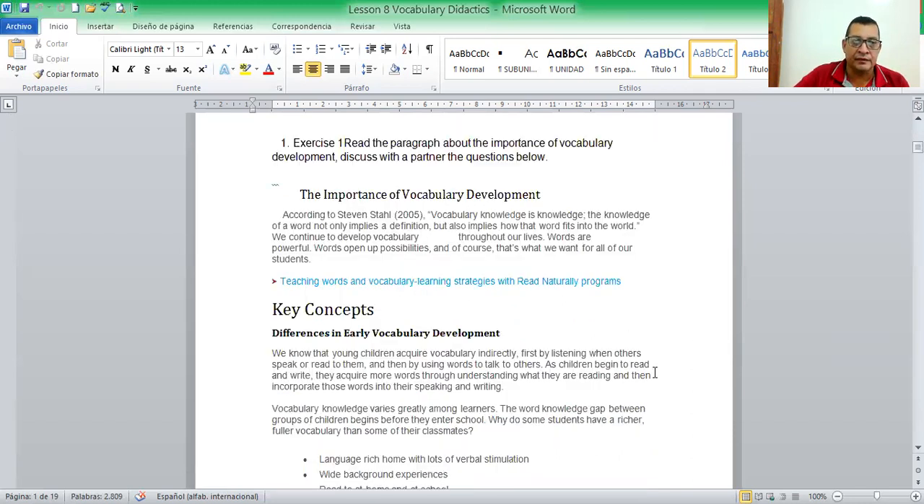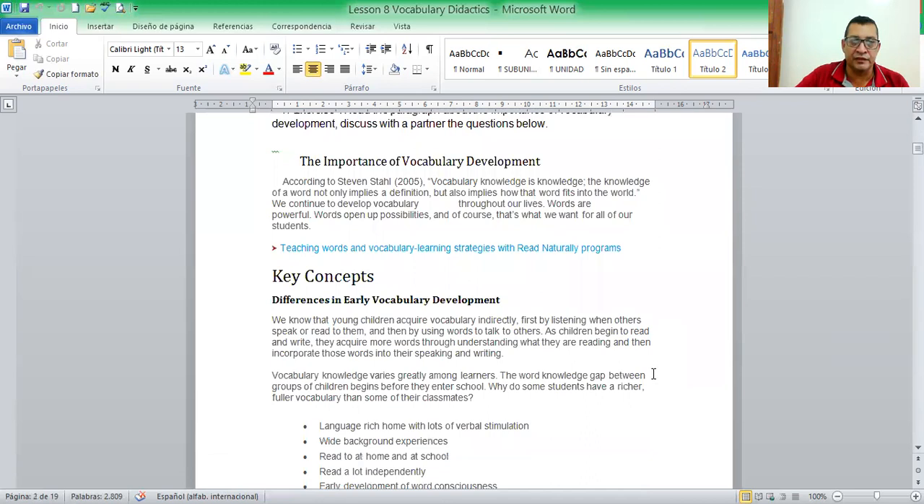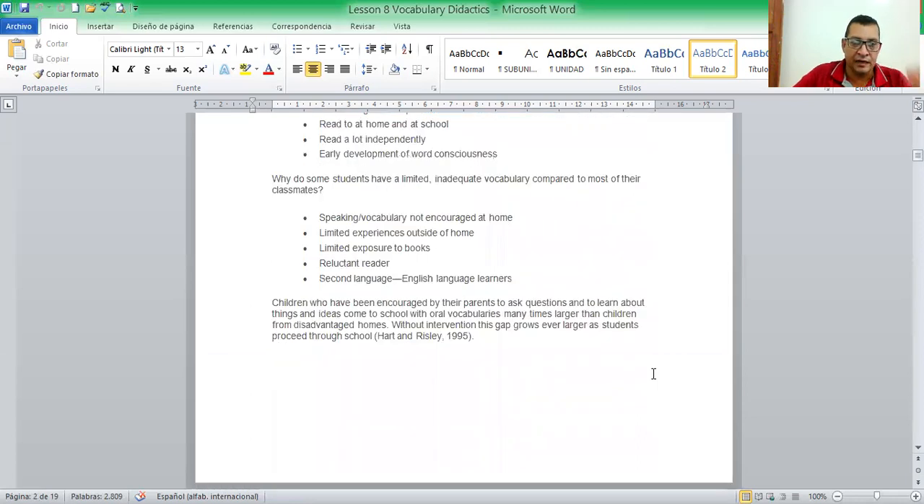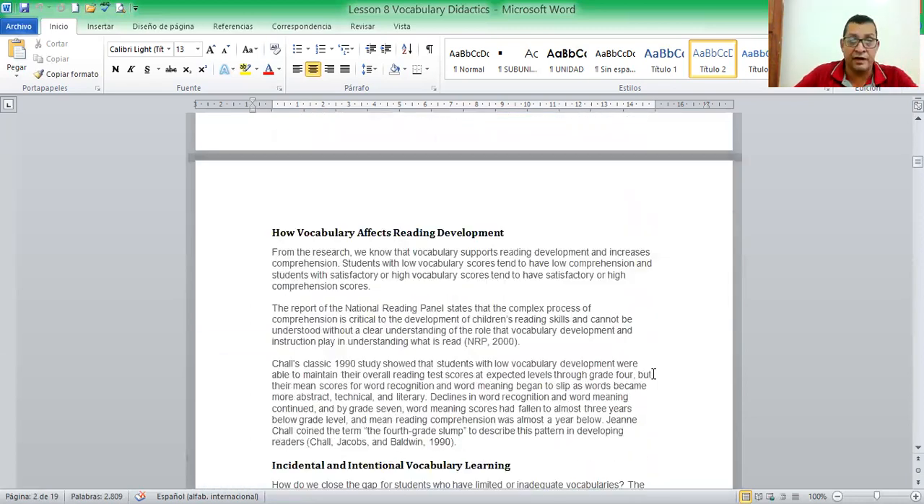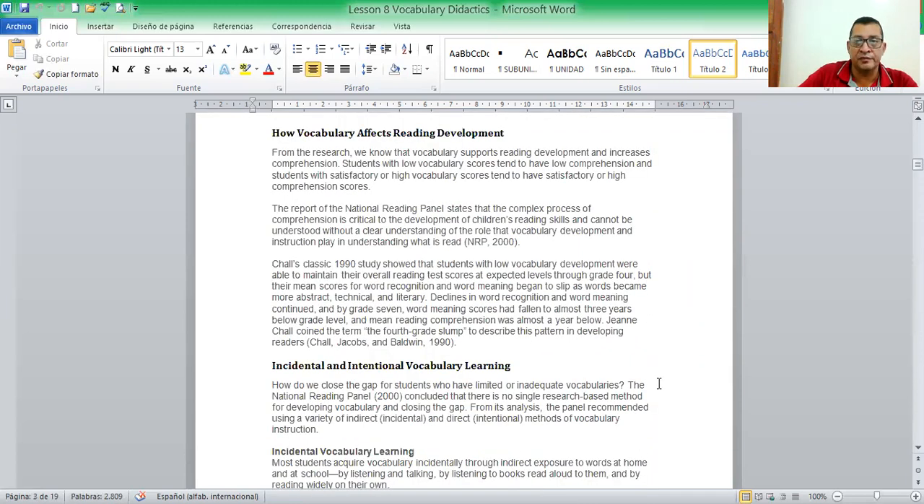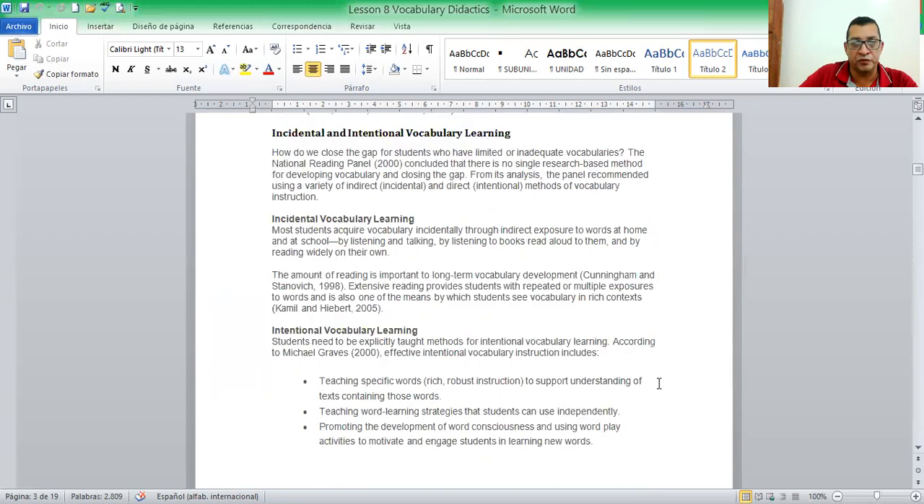Okay, this is the key concept. You need to identify the differences in every vocabulary development. You need to read all of this information. Also, we have to identify how vocabulary affects reading development. You need to read all of these in order to identify the most important aspect of the class. Incidental and intentional vocabulary learning. You need to read all of these.